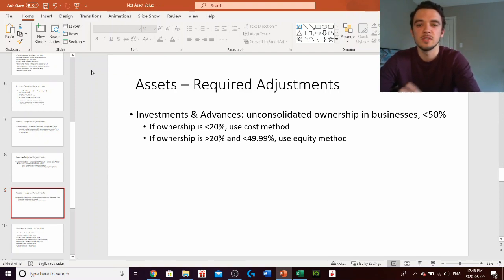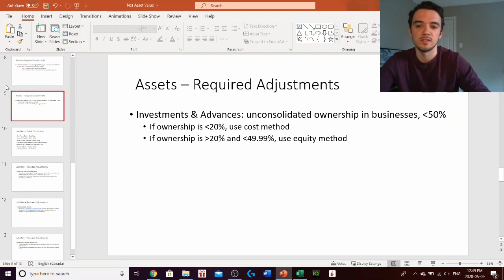a business. So that means that a company that you're valuing owns less than 50% of another business that they haven't consolidated in their income statement or balance sheets. So if the ownership is less than 20%, you want to use the cost method, which is just finding how much the company paid for that stake. And if the ownership is between 20 to just under 50%, you want to use the equity method, which is determining how much of that company's revenues and profits belong to you. And we're going to be going over all of this in the Disney example, so you can see how to do it for an actual company.